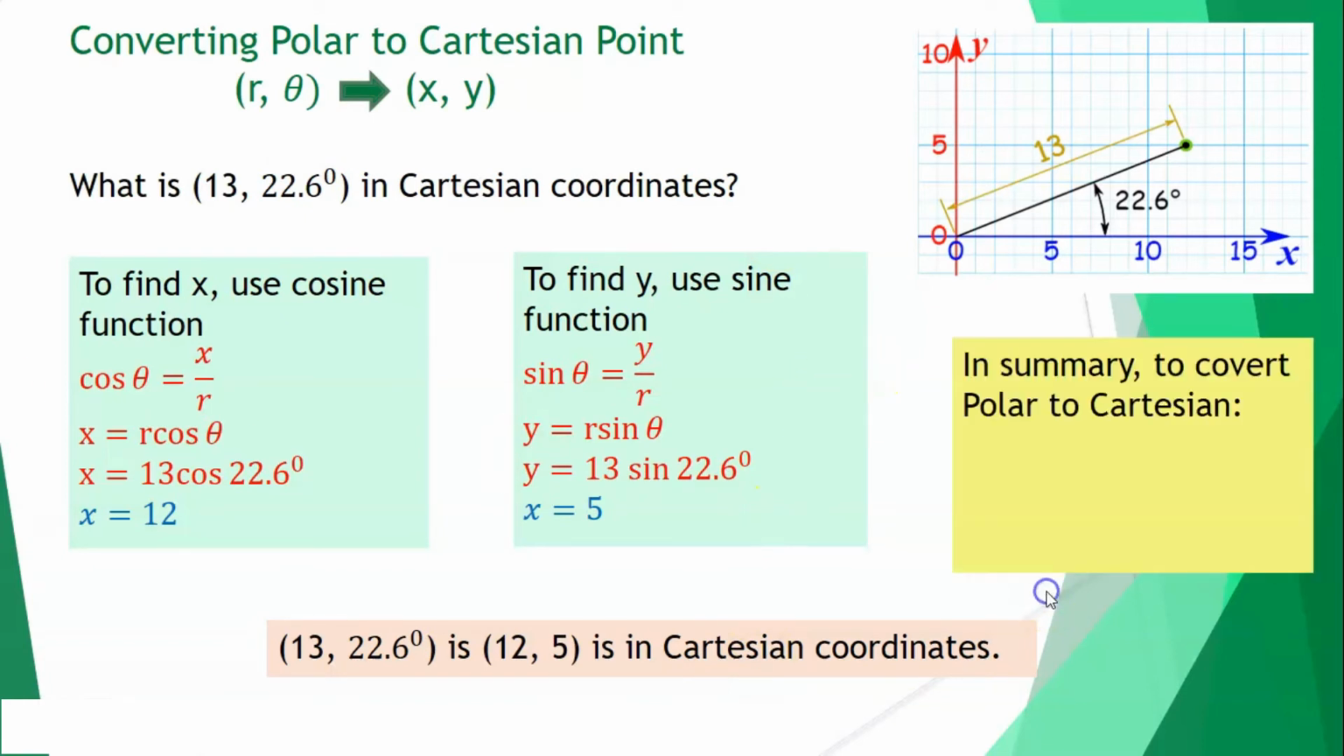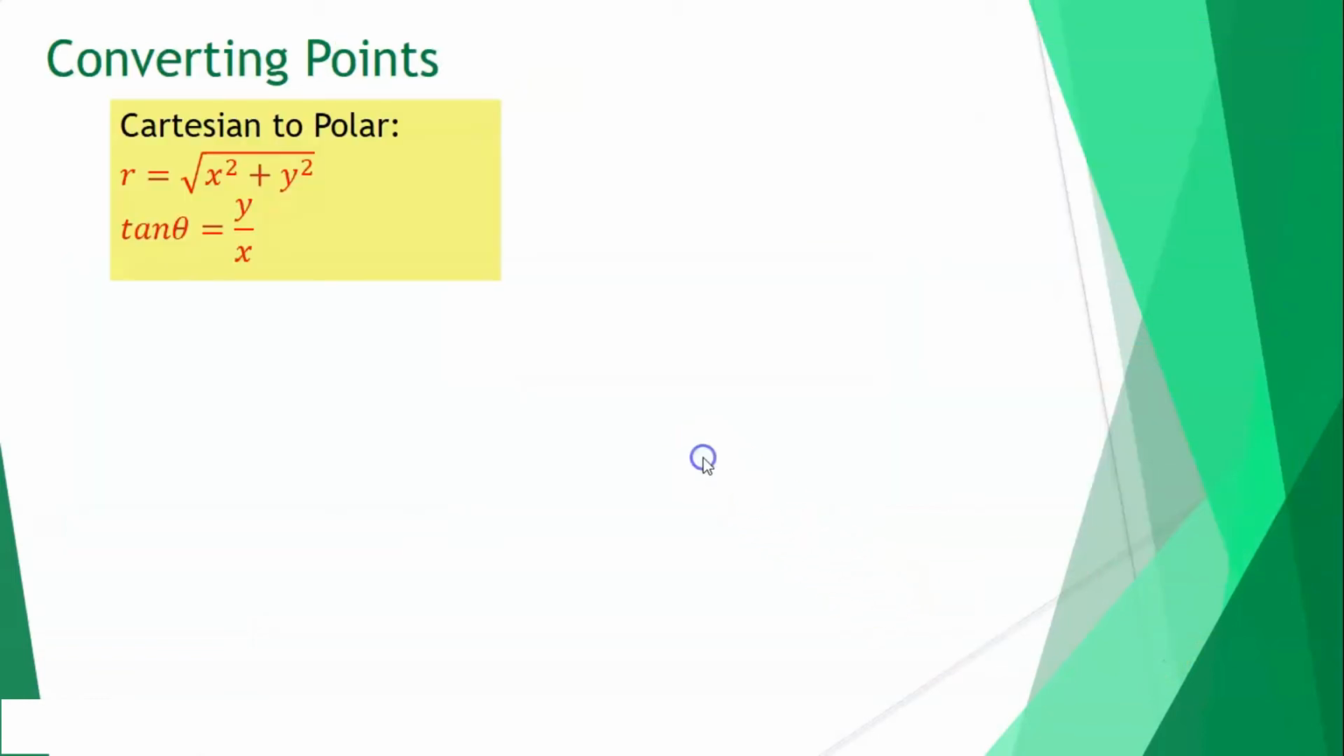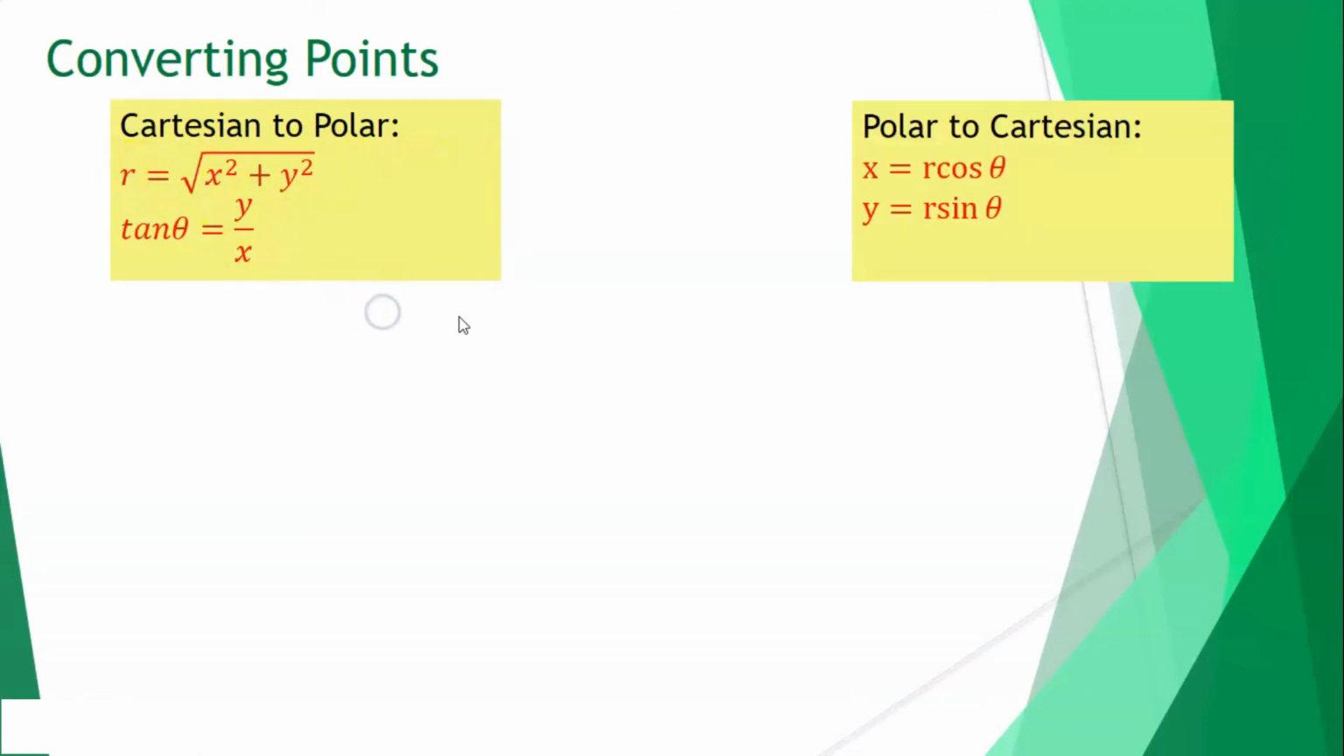Now take note in summary, to convert from polar to Cartesian, x is r cosine theta and y is r sine theta. So take note of that. Again, Cartesian to polar, make use of the Pythagorean theorem and tangent. And for polar to Cartesian, make use of x equals r cosine theta and y equals r sine theta.